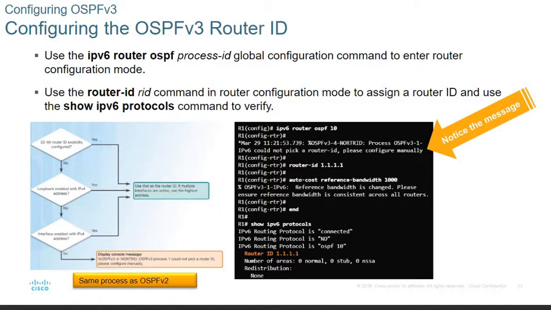Configuring the OSPFv3 router ID. Use the ipv6 router ospf process-id global configuration command to enter router configuration mode. Use the router-id rid command in router configuration mode to assign a router ID, and use the show ipv6 protocols command to verify. Same process as OSPFv2.